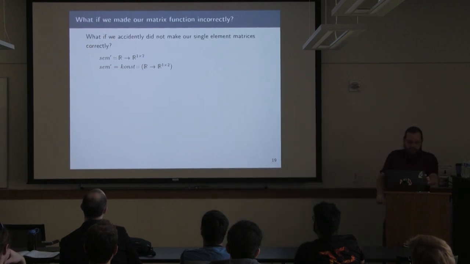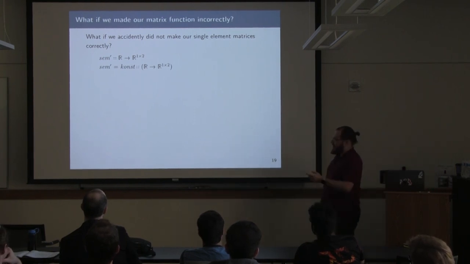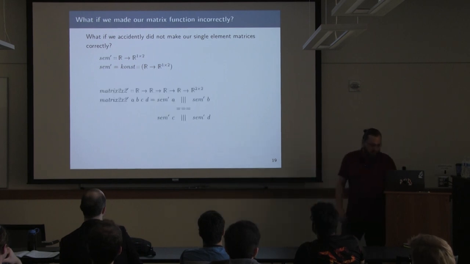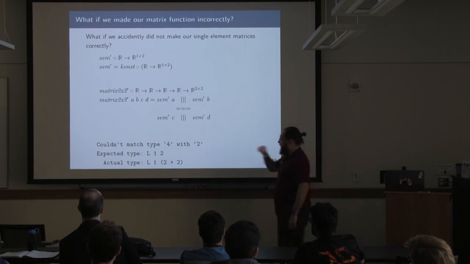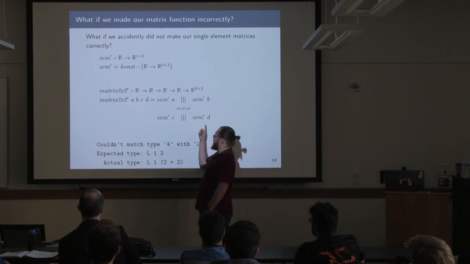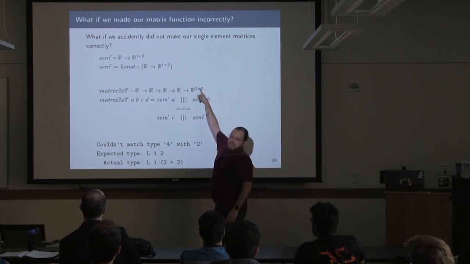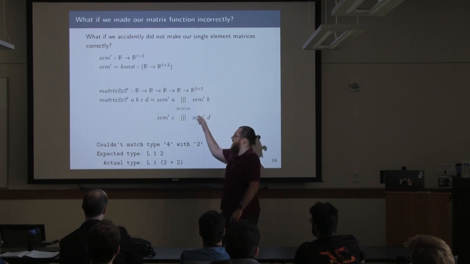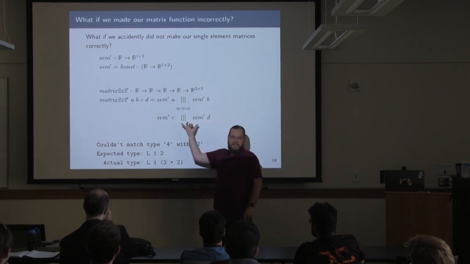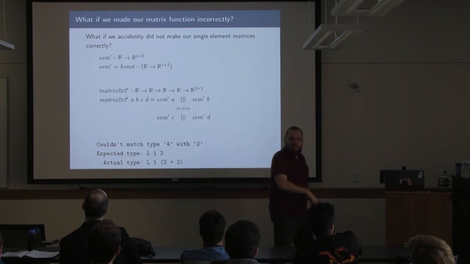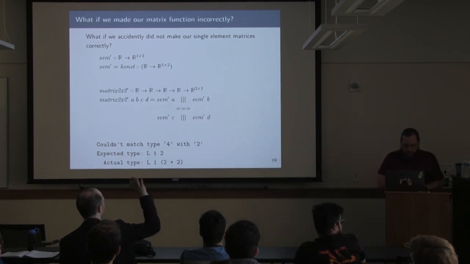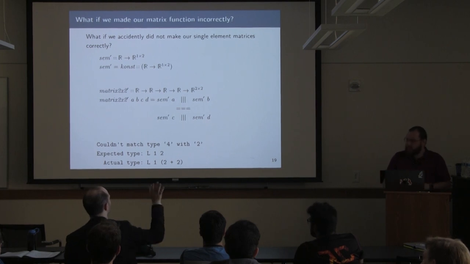What if we made an error in trying to define how we do single element matrices? We accidentally made a 1x2 matrix. Well, now when we try to make our 2x2 matrix, we get a type error. It actually happens right here. The problem is that I've constrained the output to have 2 columns, but when I horizontally concatenate this, it says, hey, I got 4. I don't understand what you're talking about, right? So at compile time, it tells me I have a problem.